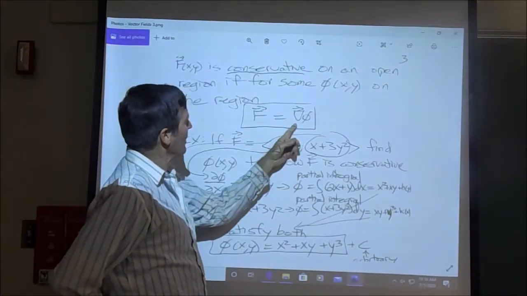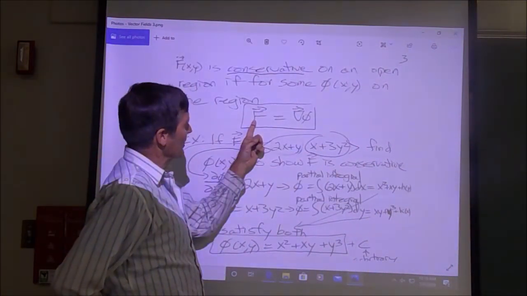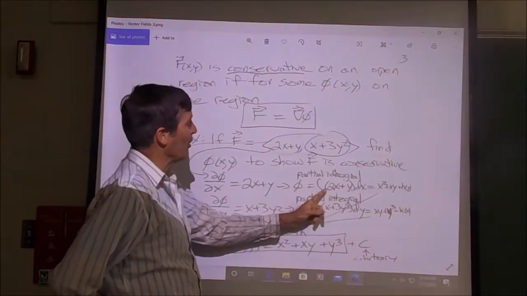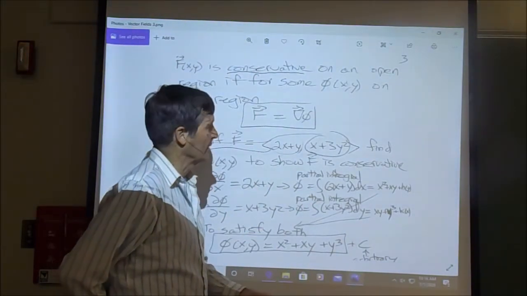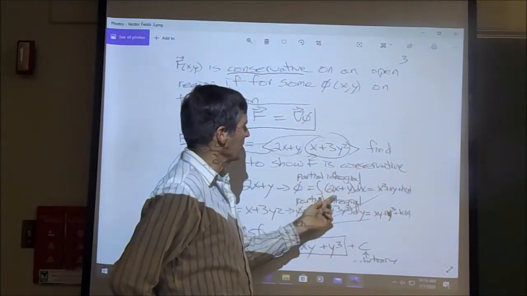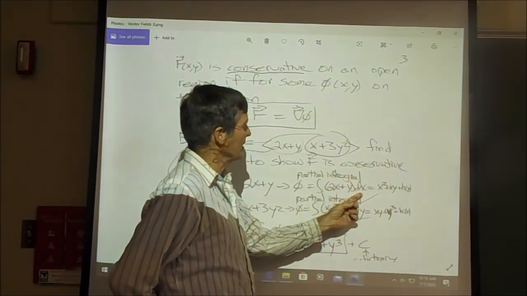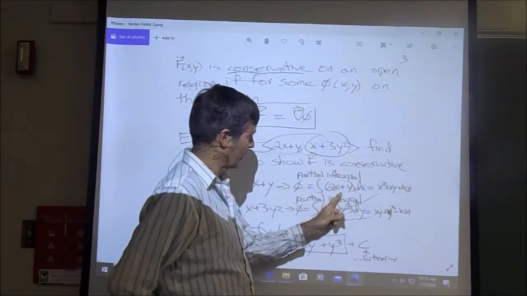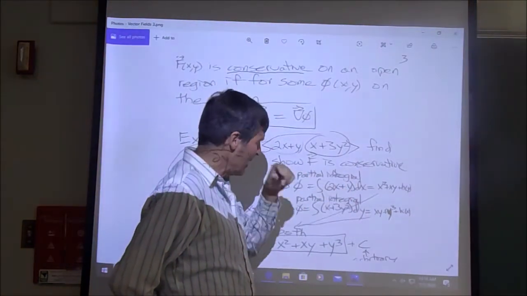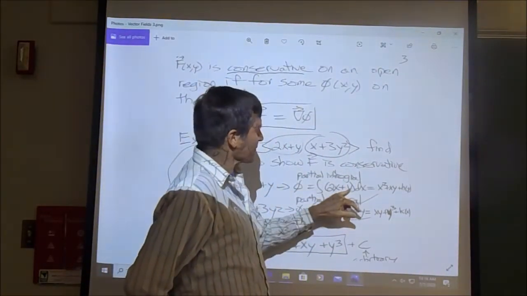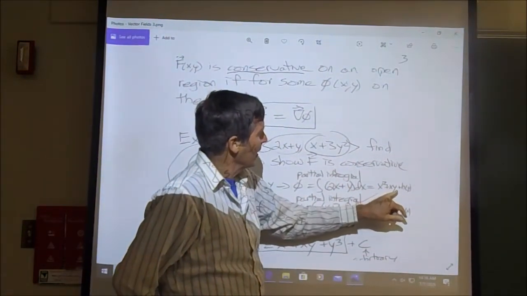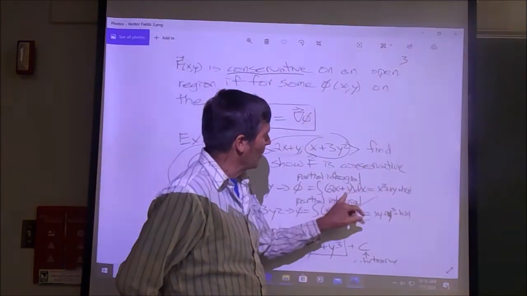So our potential, such that f is its gradient, has to have this partial derivative. That means phi is the partial integral of this. Partial integrals, like partial derivatives, treat the other variables as constants. So we take the partial integral of 2x plus y with respect to x. That means treat y as a constant within this integral. Integral of 2x is x squared, but integral of y is not y squared over 2. We're treating y as a constant, so its integral is x times y. Integral of c is cx, but c is really y here.